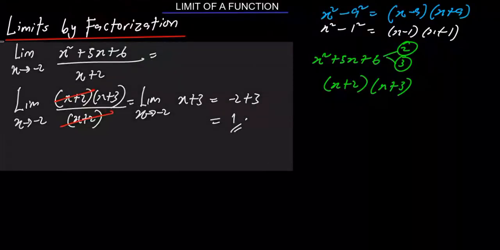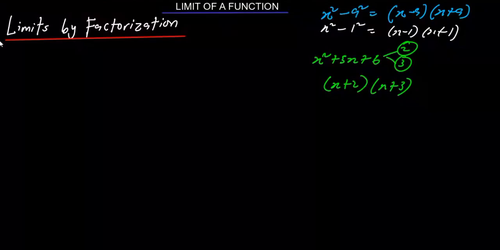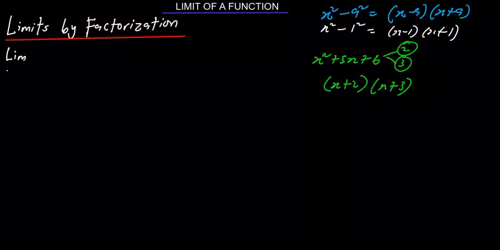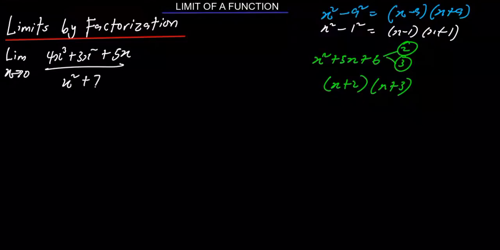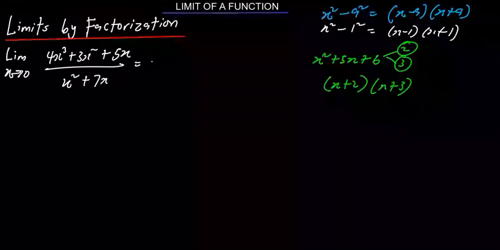Let's go a little bit further, also by factorization. What if you have the limit as x tends to 0 of (4x cubed plus 3x squared plus 5x) over (x squared plus 7x)? It is obvious that by the time I put 0 here, everything here will be 0 and everything here will be 0. So what do we do? We factorize.